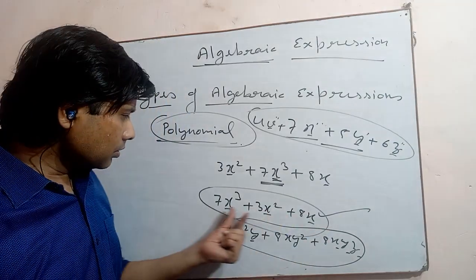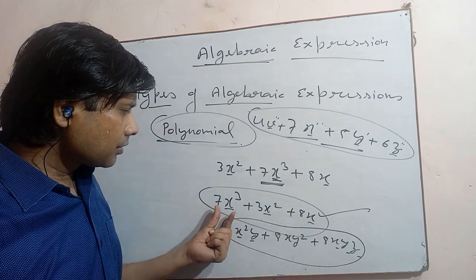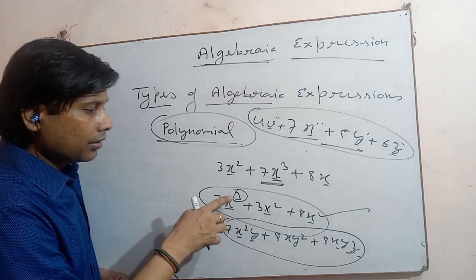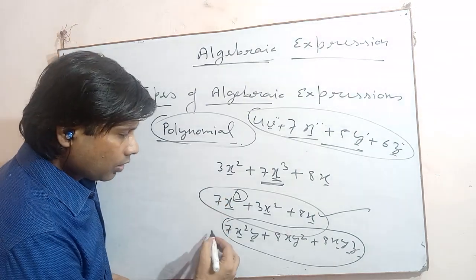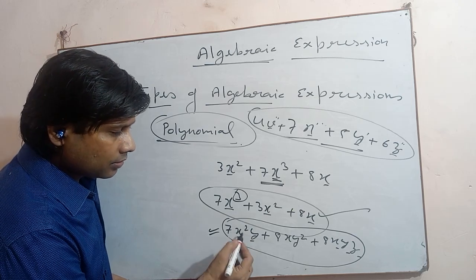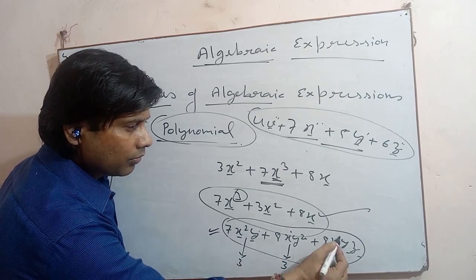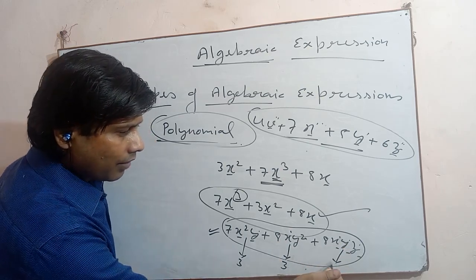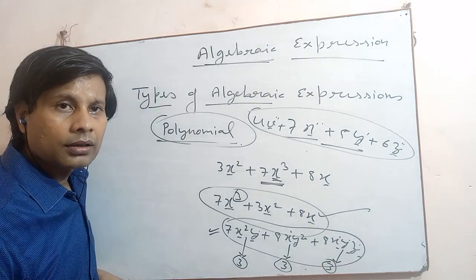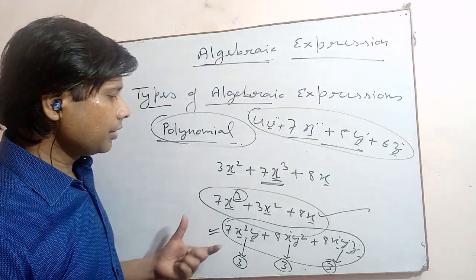And suppose I want to ask you, does it have a highest degree of 3? So I said yes, 3 is called the degree of the polynomial. What about here in this one? What is the degree of this polynomial? So we will say, 2 plus 1 is 3, 2 plus 1 is 3, 1 plus 1 plus 1 is 3, and every term has an equal power, that is 3. So the highest degree is 3 only. So the degree is 3.